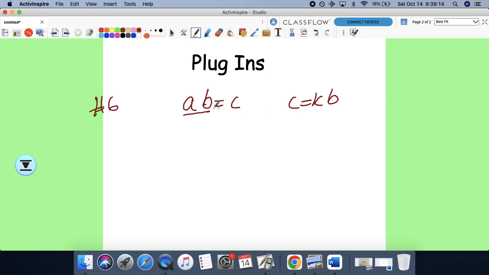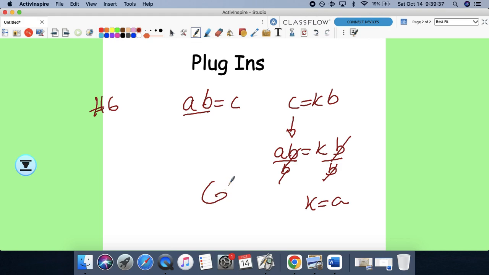So I know that C equals AB. So if I come over here, replace C with AB, I get this, right? And then we can divide both sides by B to simplify this even further. And I get that K equals A. So this one would be G.